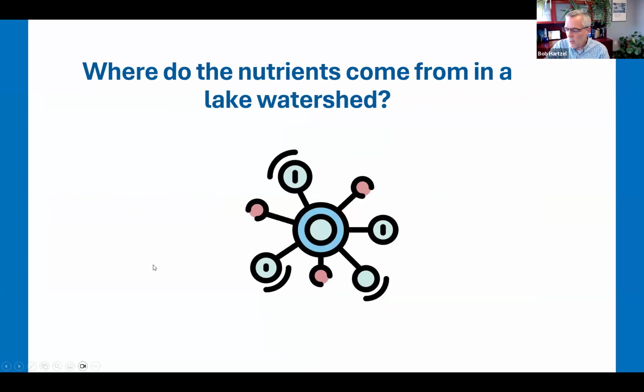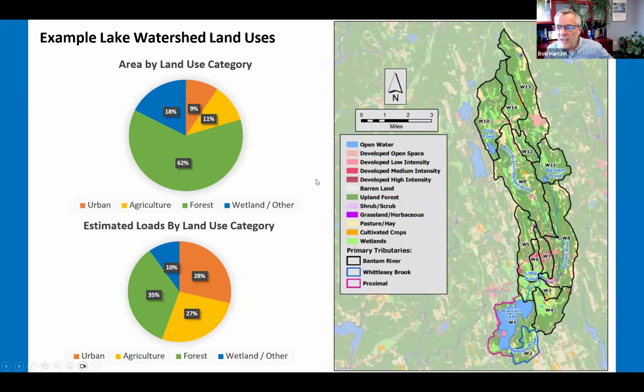So where do nutrients come from in a lake watershed? This is a very simplified view of land uses in the pie charts here, of land uses in the Bantam Lake watershed. Just for simplicity and ease of viewing, we've grouped a bunch of land uses together. So you'll notice in the pie chart, orange is described as urban land.